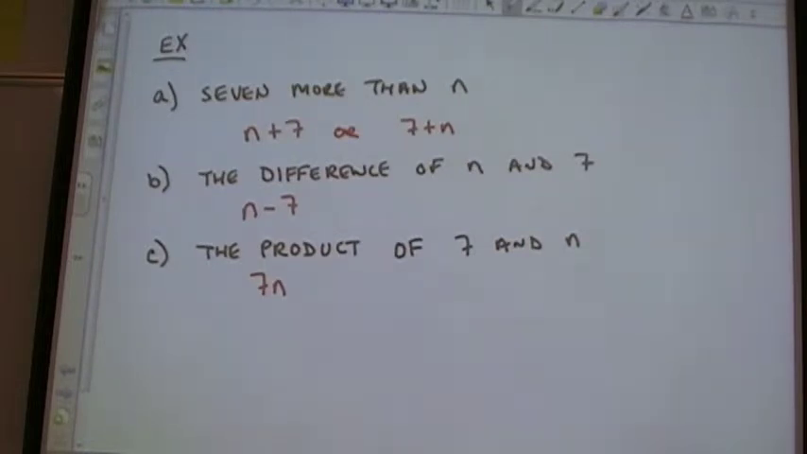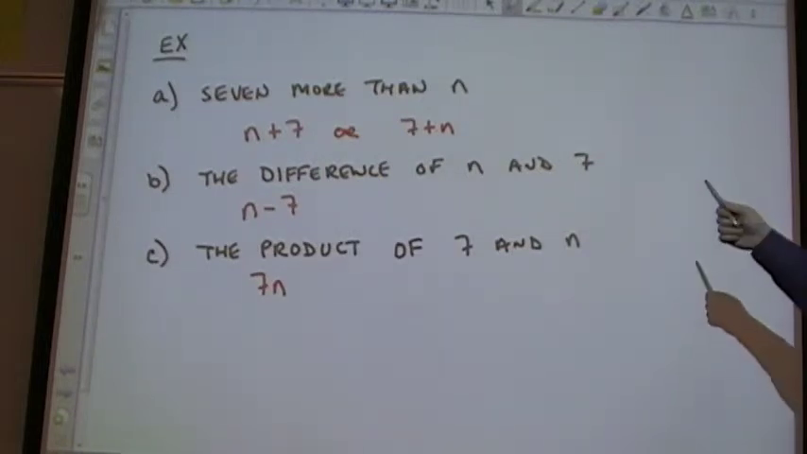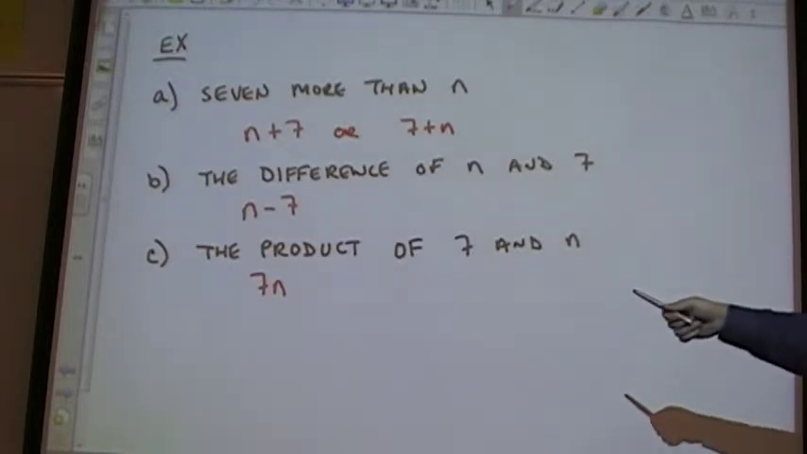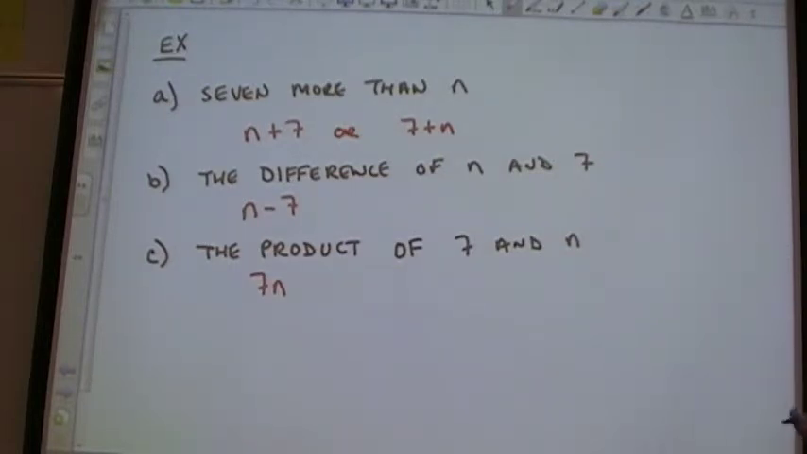But think about the order. You could say n7, order of multiplication doesn't matter. But I'm glad to hear that all of y'all were saying the 7 first, because that's the mathematical way of writing it. You write the number, then the variable. But n7 wouldn't be wrong, because product order does not matter. Just like sum order doesn't matter, product order doesn't matter, because 3 times 4 is the same as 4 times 3, right?